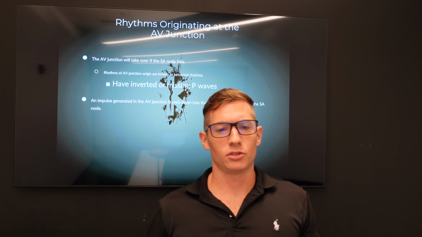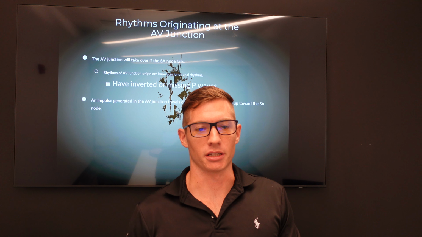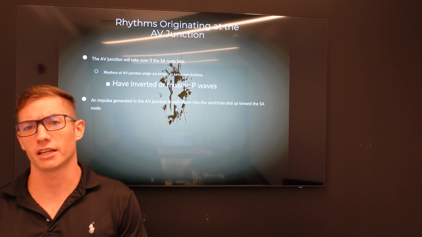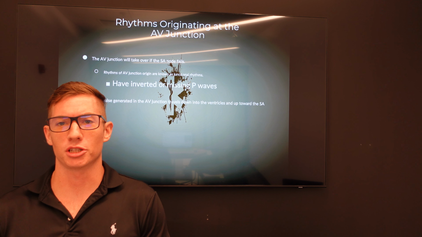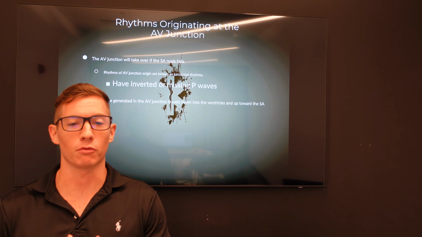Okay, so let's get into the AV junction. The AV junction should take over if the SA node fails to initiate the impulse. The SA node is your first line of pacemaking. Next we jump to the AV, which would be 40 to 60 beats intrinsically. An impulse generated by the AV junction travels down into the ventricles and up towards the SA node.